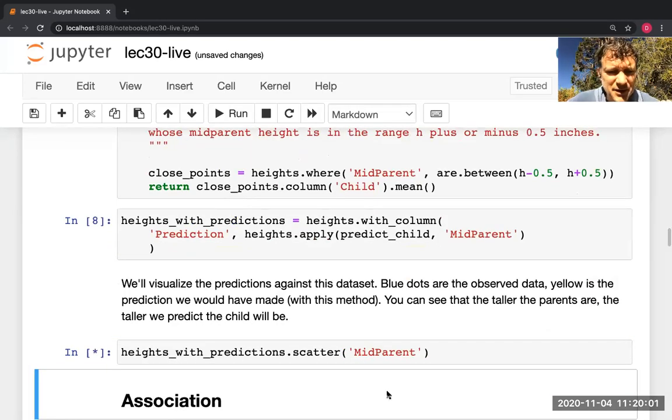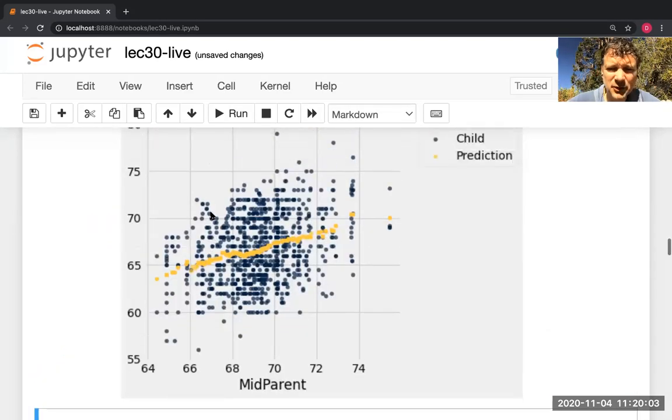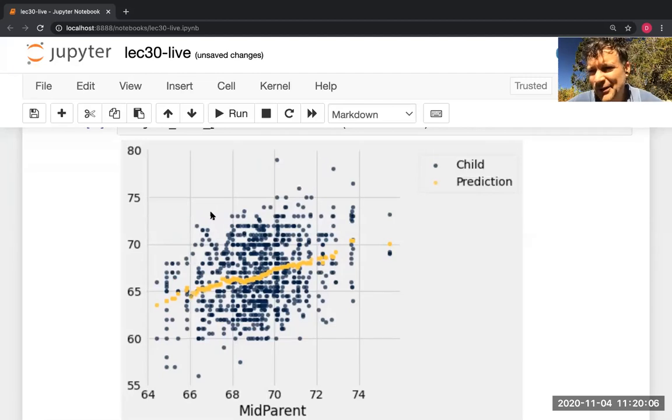So let's visualize both in blue here. What we have is the observed height of the child, and in yellow is the prediction that this method would have made for that parent. So you can see here that this yellow is kind of like a straight line, more or less. It's a little crooked. And the taller the parents, the higher the prediction we make. The shorter the parents, the shorter the prediction. So this is kind of consistent with what we were imagining before, and it makes intuitive sense that the taller the parents, the higher the prediction you'd make. So this is one way you could do prediction.